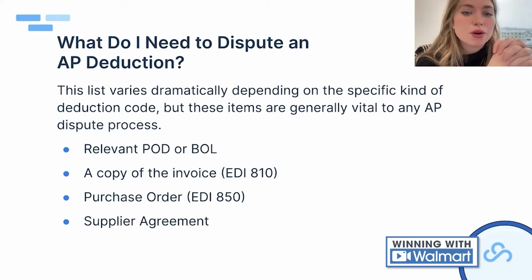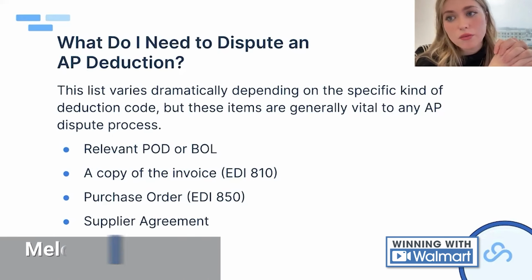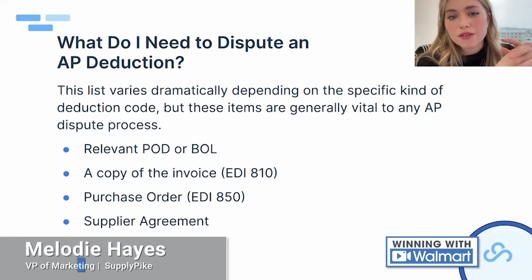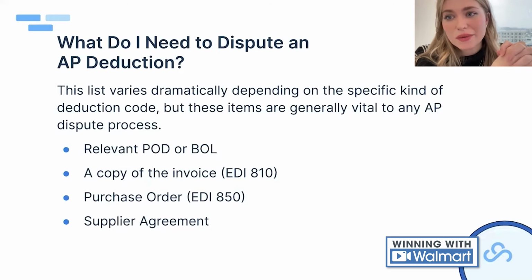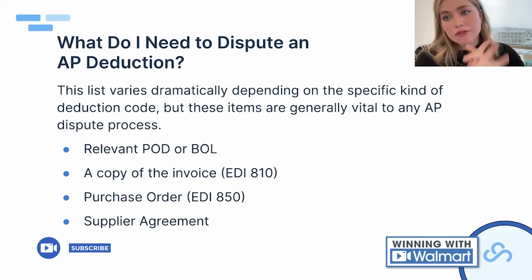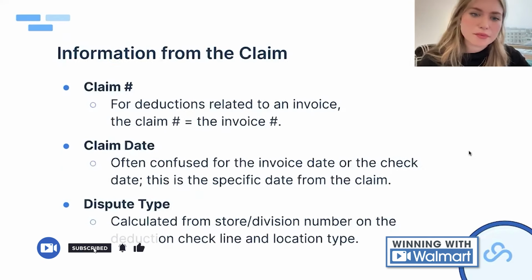And then lastly, your supplier agreement, which is actually going to be in Walmart, in Retail Link. So you can find that in there. Again, in that accounting webinar that we talked about for Walmart, we do cover how to pull that in there if you don't know where to find it.